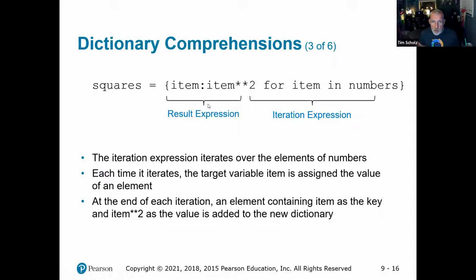And this explains the comprehension again, where it's showing this is the result expression. So this is our key value pair that we're adding. And this is the iteration that gives us those key value pairs.